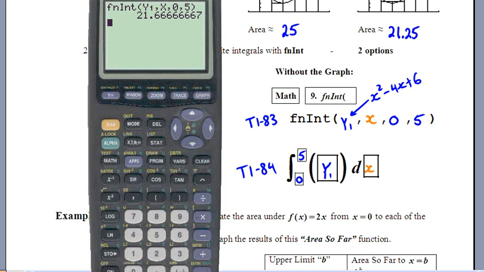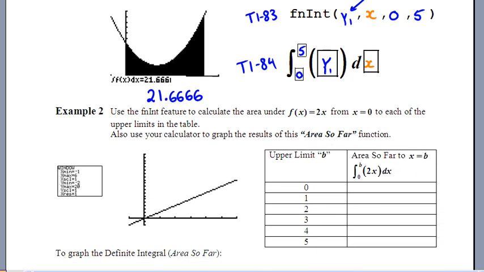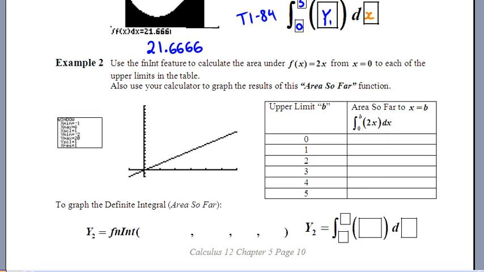Okay, well, I'm going to lean on my graphing calculator a little bit to see if I can get it to help me with some definite integrals for this example number 2. So it says use that feature to calculate the area underneath this graph, and it's displayed here in your notes. Y is equal to 2x. That's the graph I want to find the area under. From x equals 0, that'll be my start, to each of these stopping places. So we're going to try different places to stop and see how much area we get.